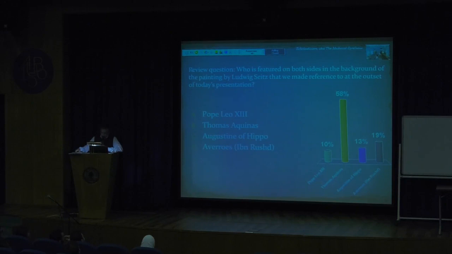Good. All right. So the majority got it right. Of course, it was Thomas Aquinas. Augustine of Hippo, yes, he's a lovely character, but he wasn't in that picture. Averroes, not in that picture. And certainly not Pope Leo XIII, but you're right that there was an inscription by Pope Leo XIII. So you're not totally off. But you're somewhat off with Augustine, well, quite off with Augustine and Ibn Rushd.